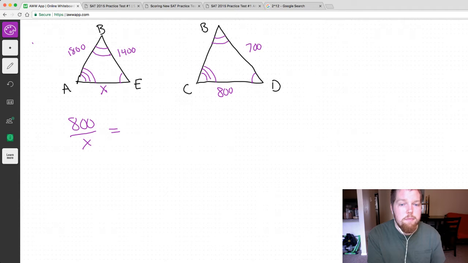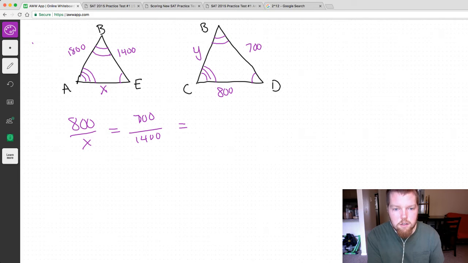So across from this angle is 1,400, or excuse me, we want to keep the triangles consistent. So if this 800 is on top here, we want to keep the 700 on top over here. 700 over 1,400 equals, we could call this one y. Y over 1,800.